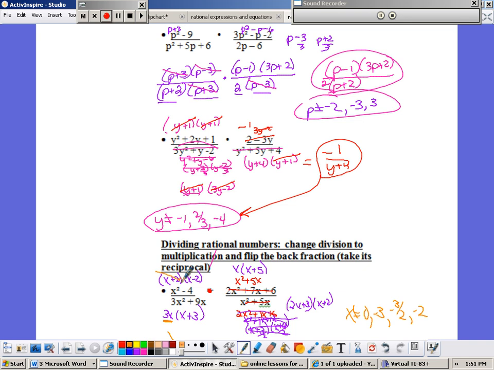Okay, I have a plus 2, plus 2. I have an x and an x, and I can cancel them because there's no addition or subtraction sign in here, so they're not put together that I have to hold them. So I'm left with an x minus 2, an x plus 5, over a 3 times a 2x plus 3 and an x plus 3. Okay. So division is like multiplication, you just have to flip the back one.